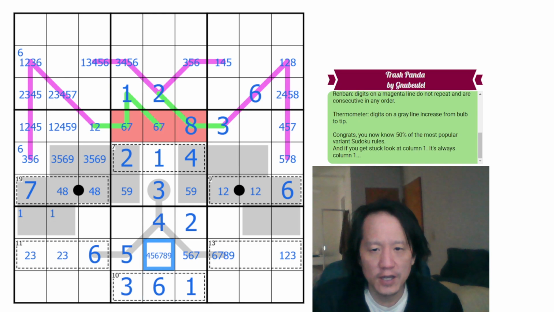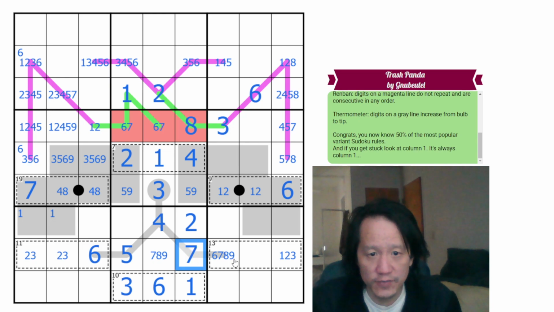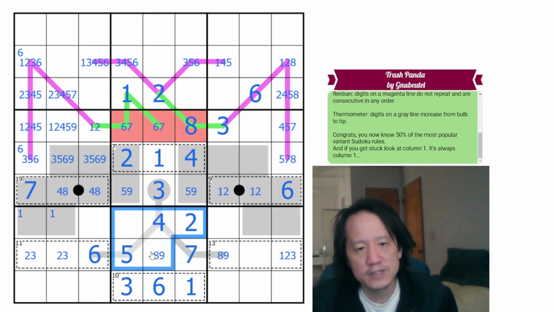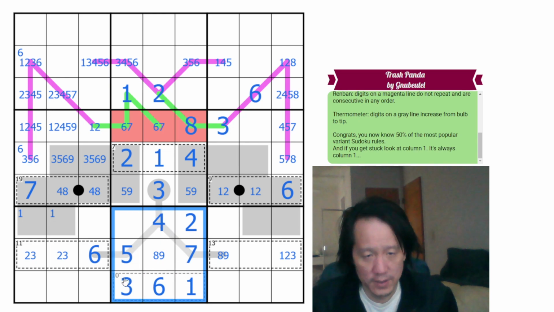So again, you can't have a 4 here. You can't have 5, 6 here. You can't have 5, 6 here. So this must be 7. And this is at least 8 or 9. And this is at least 8 or 9. What else is left in box 8? It must be an 8 or 9.